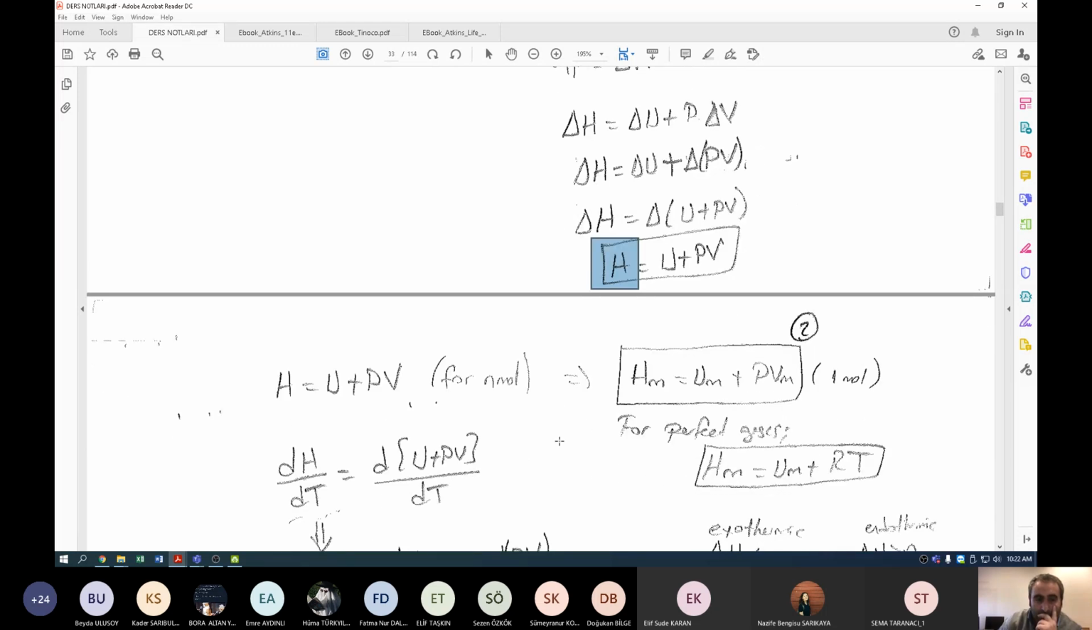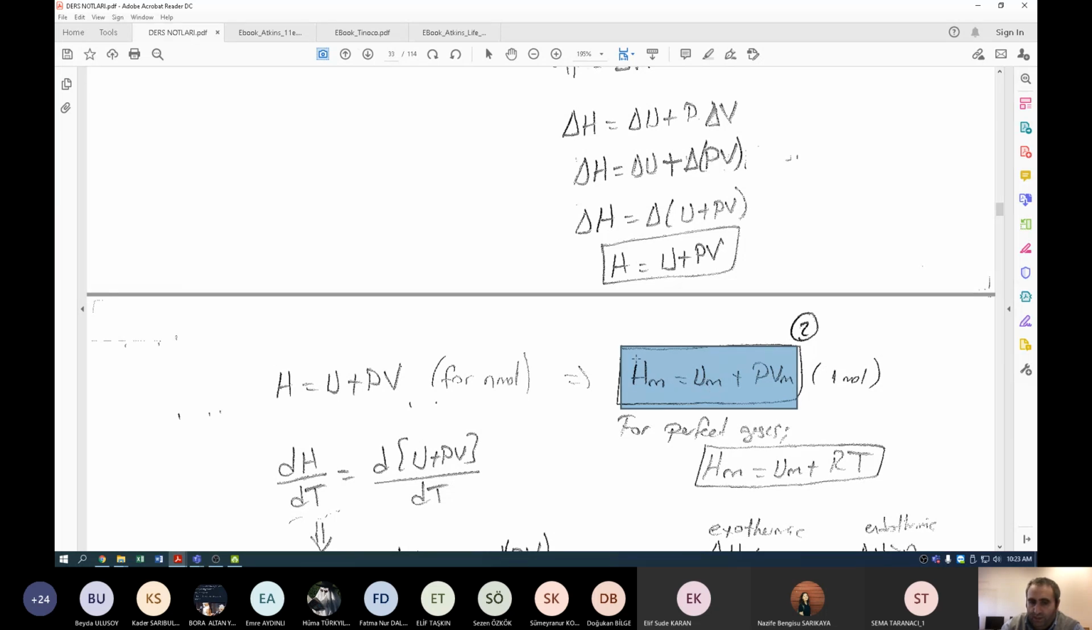Okay, so this is for n moles, of course. For 1 molar, we can put the subscript m. Some people put a bar on top of them, as I told you earlier. So these are the molar, intensive quantities.